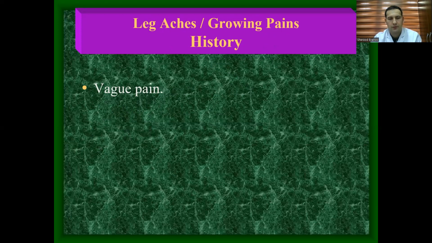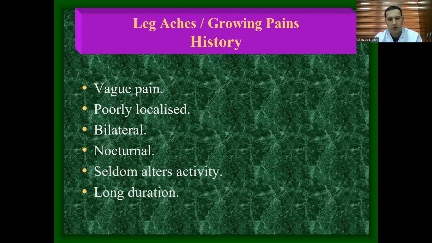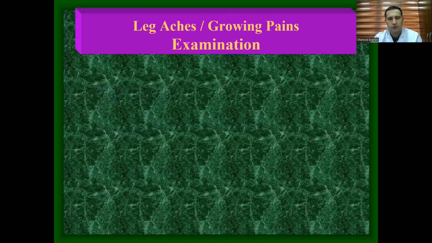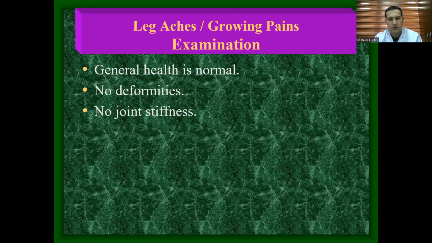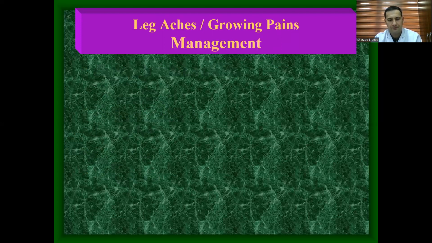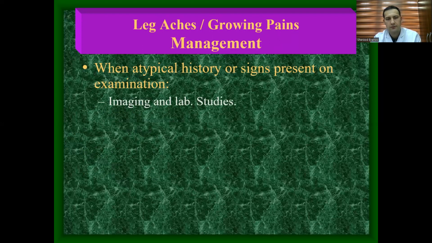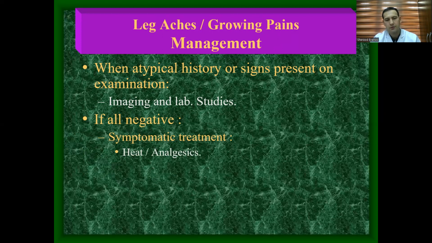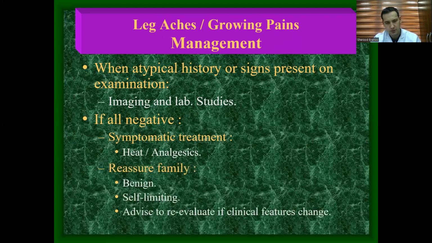Leg aches, growing pain history: regular pain, poorly localized, bilateral, nocturnal, seldom alters activity, long duration. Examination: general health is normal, no deformities, no joint stiffness, no tenderness, normal gait, no limping. Management: when a typical history, signs present on examination, do imaging and lab studies. If all negative, symptomatic treatment, heat and analgesics, reassure the family it is benign and self-limiting.